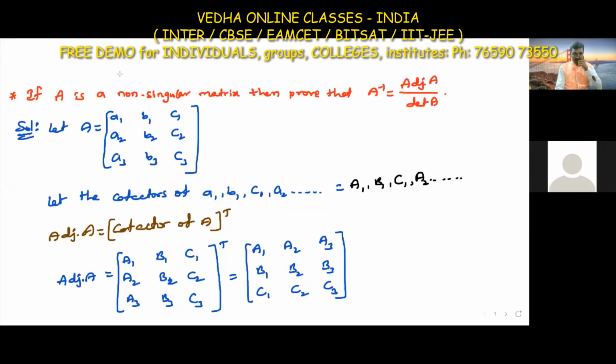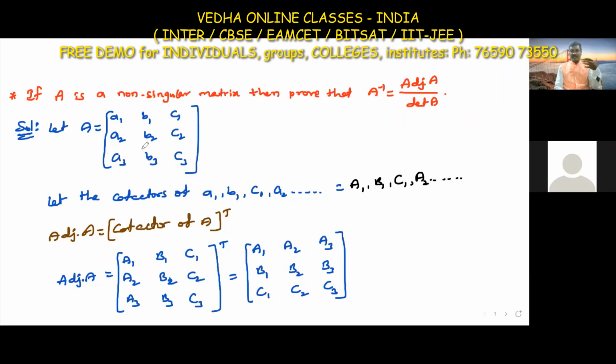Okay, so briefly once again we'll discuss. What is given here? Here A is a non-singular matrix, then prove that A inverse is equal to adjoint A by det A. A non-singular matrix is nothing but determinant is not equal to 0, which means the inverse is possible.